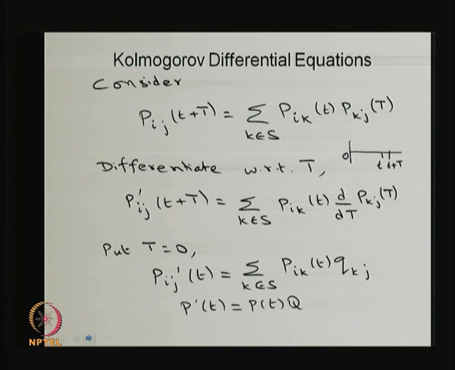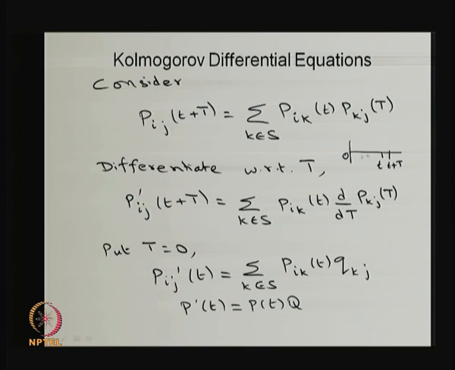So, we have defined the Q matrix. Now, using the Q matrix we are going to find out the Pij of t. So, let me start with the Chapman-Kolmogorov equation. Now, I am going to differentiate with respect to capital T.